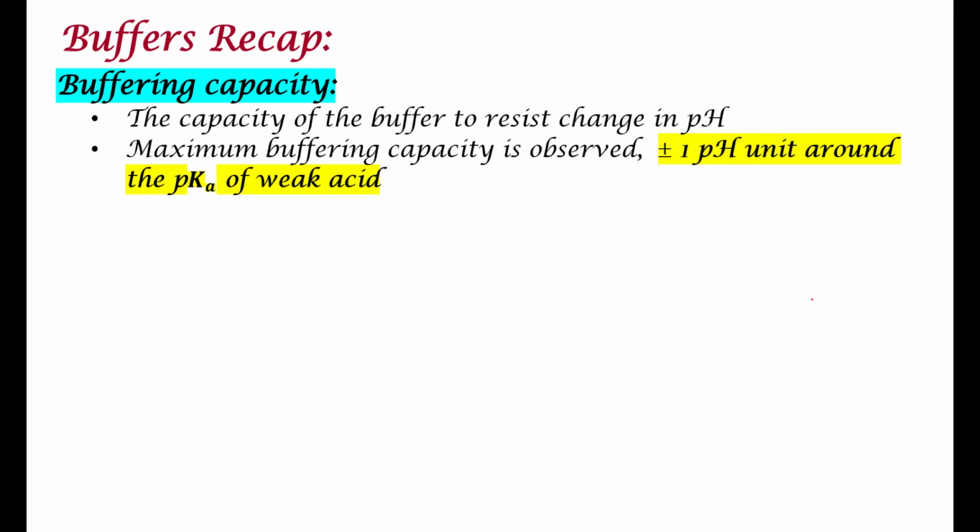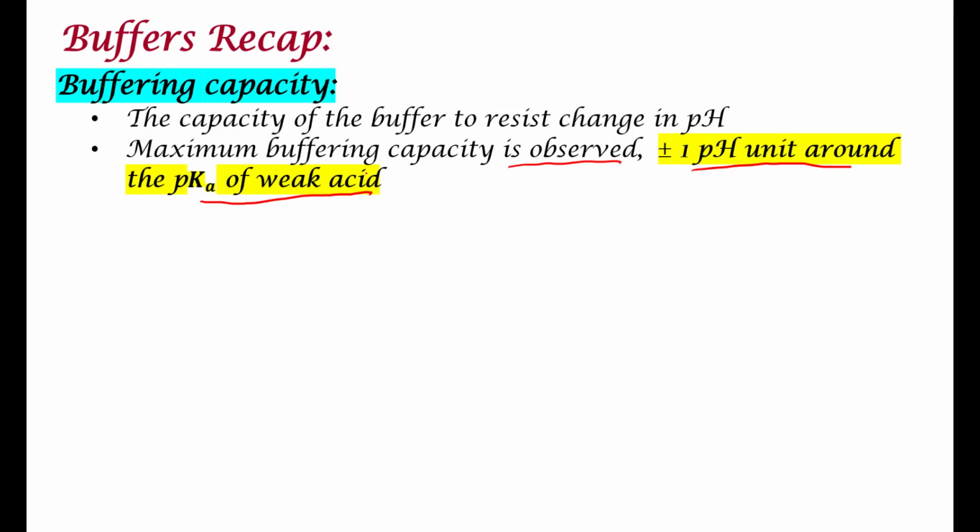Now, the next concept that we're going to look at is what is called buffering capacity. That is, how effectively can the buffer resist the change in pH, okay? And at what pH is it going to be able to do this buffering action? So here, if you read the second bullet point, it says that the maximum buffering capacity is observed plus or minus 1 pH unit around the pKa of the weak acid.